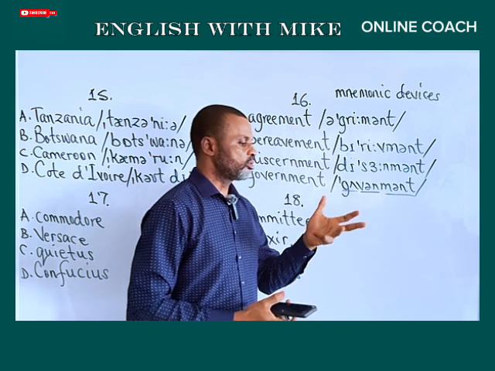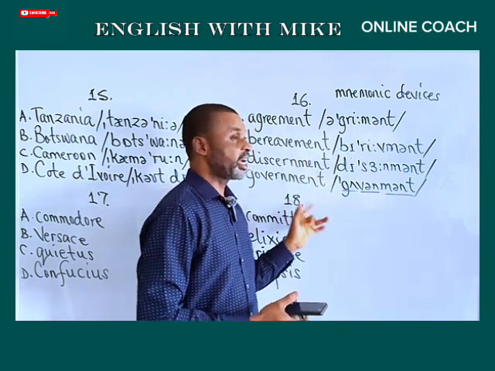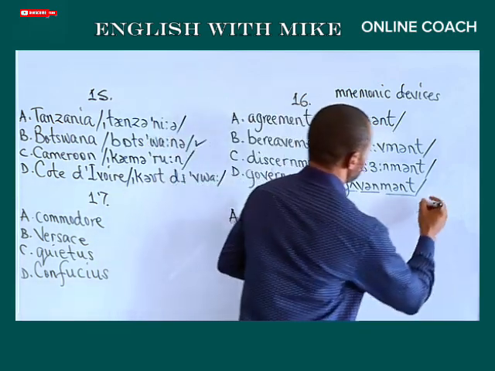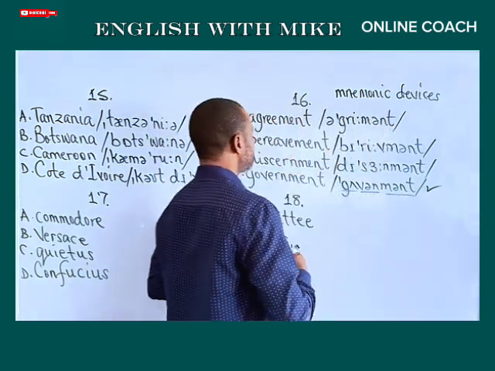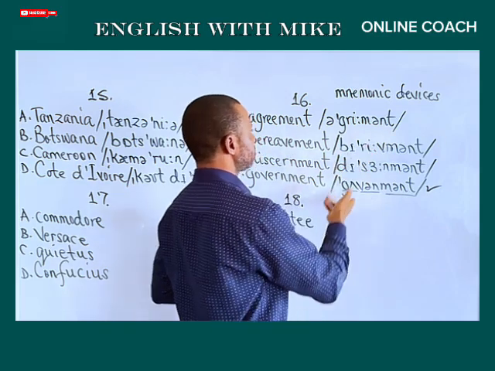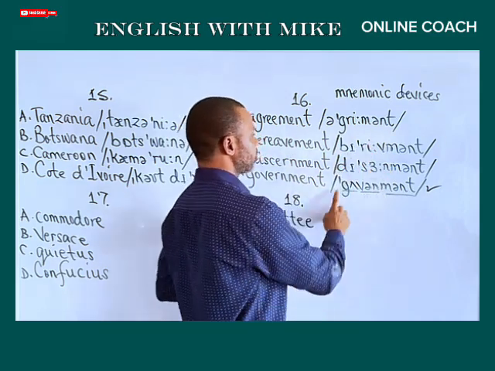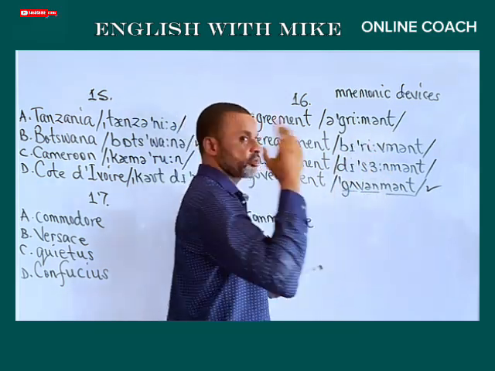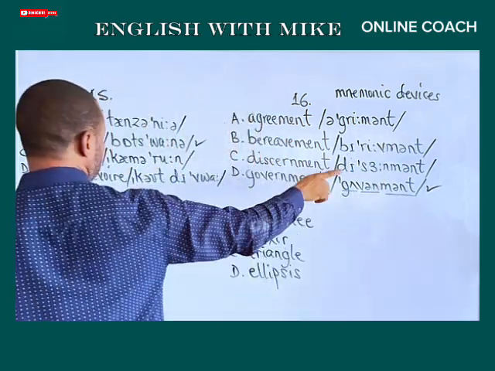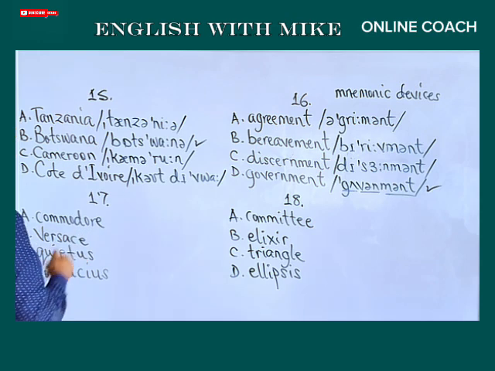Government, not government or government. So which of them is different from the rest? It is government. Why? Agreement, second syllable. Bereavement, second syllable. Discernment, second syllable. Government, first syllable. So government is different from the rest. Government is correct.